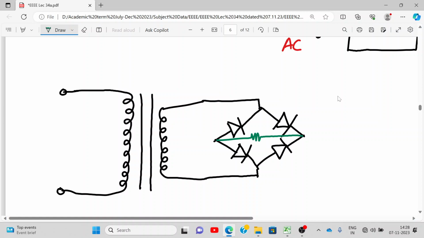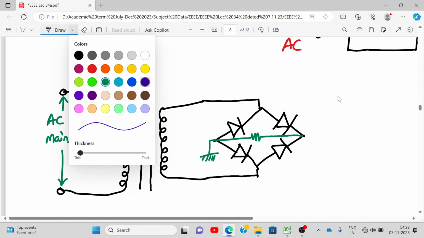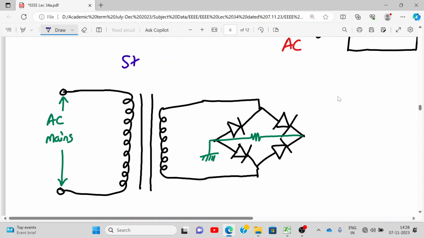Okay, and here is my ground. Now this ground and this ground are different. They are isolated. I told you all that before. So this is my AC mains. What is this transformer called? Step down transformer. As you can see, it's not center tap. Step down transformer.